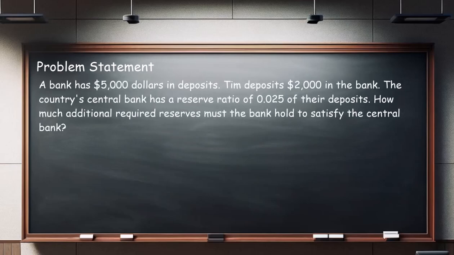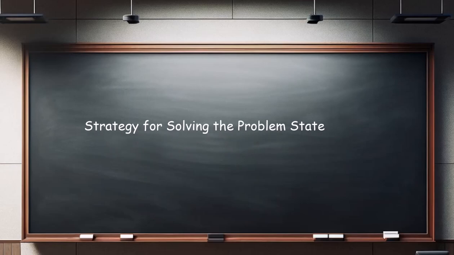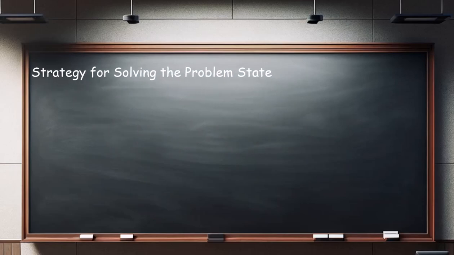A bank has $5,000 in deposits. Tim deposits $2,000 in the bank. The country's central bank has a reserve ratio of 0.025 of their deposits. How much additional required reserves must the bank hold to satisfy the central bank? Let's look at the strategy to find the change in the bank's required reserves given a new deposit of funds into a bank with existing deposits and a reserve ratio set by the central bank.